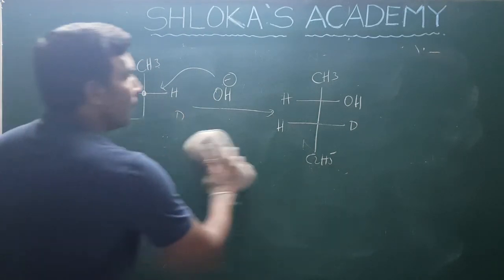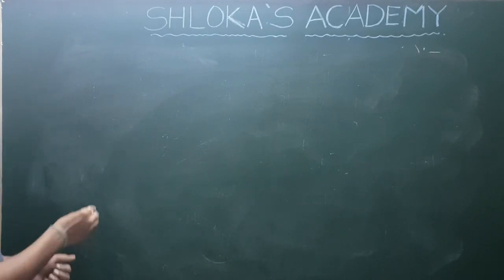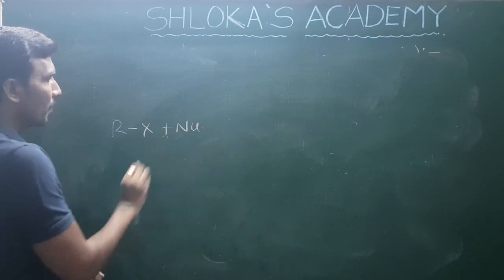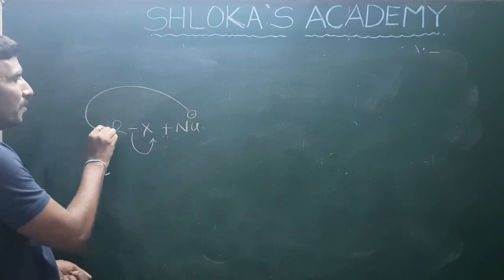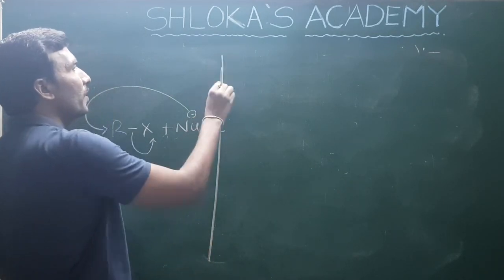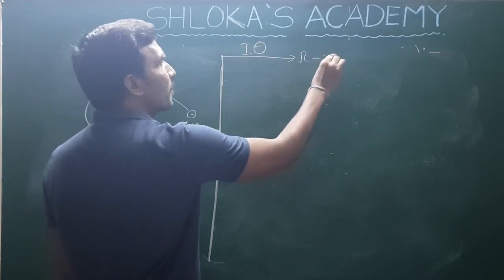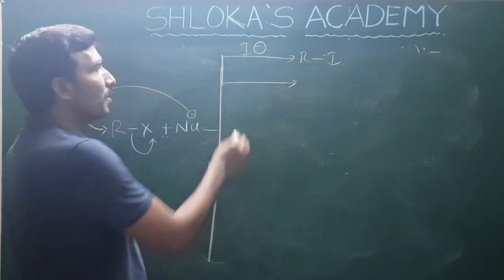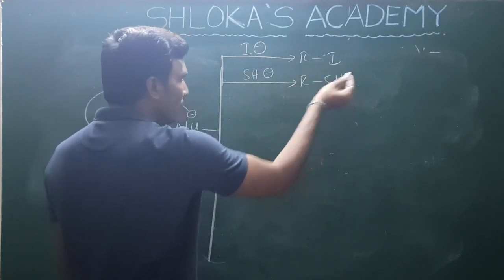Next, if I take some other examples of the SN2 mechanism, here I am just taking an alkyl halide and a nucleophile. What happens? The alkyl halide will leave and the nucleophile will attack from the backside. This is a simple mechanism. Here I will take different types of nucleophile. Here the nucleophile is I minus. Then what is the product? Alkyl iodide. Here the nucleophile is SH minus, and the product is thiol.